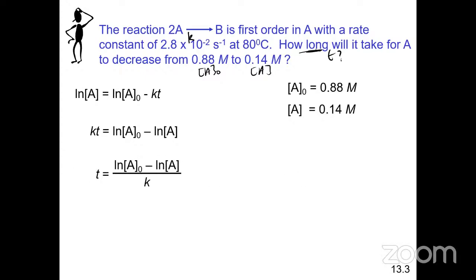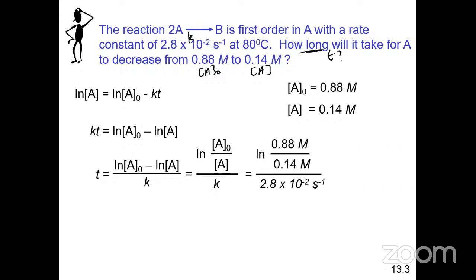So T will be equal to ln A initial minus ln A, over K, which is the same thing as this, right? And then you just plug the numbers in. All right, 0.88 divided by 0.14. Find the natural log of that, and then divide it by the rate constant K, which is 2.8 times 10 to the minus 2. And then do your number crunching. And according to this, the answer should be 66 seconds. All right. Any questions about this one? Any questions? All right.